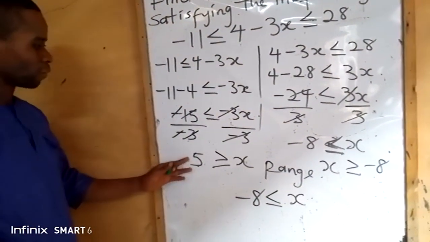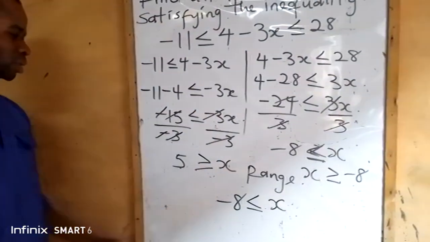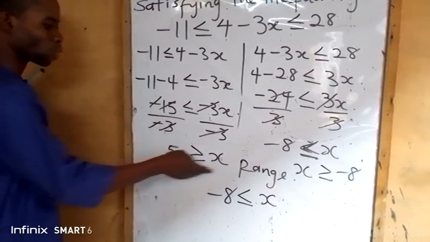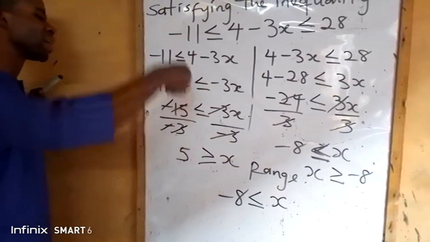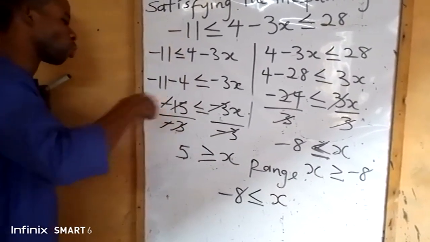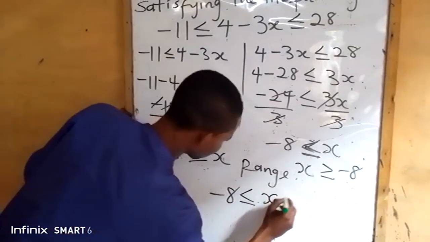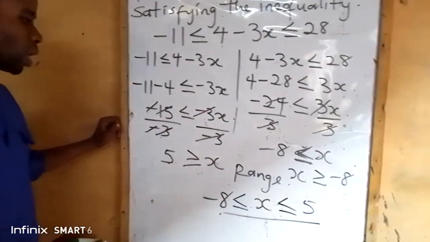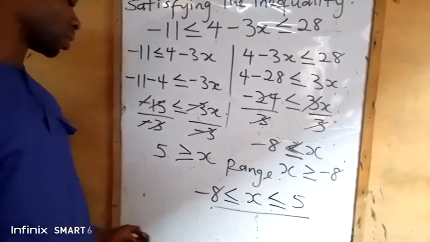And they say 5 is greater than or equal to x. That means x is less than or equal to 5. That is the range.